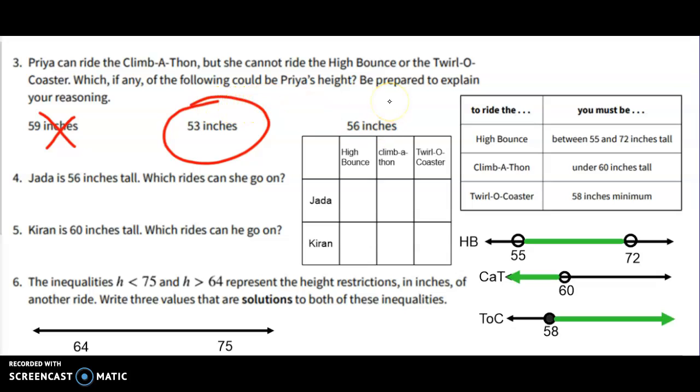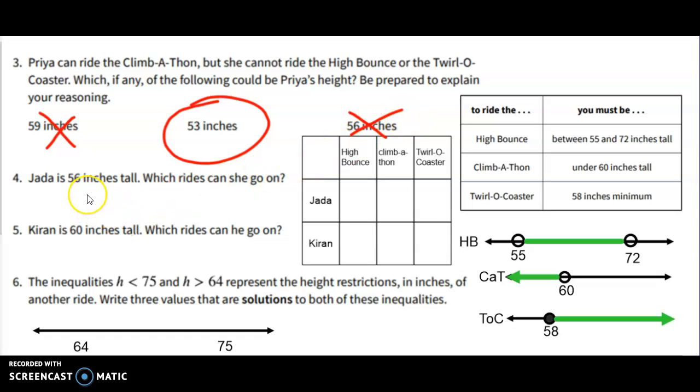56 inches tall? Nope, because she can't ride the high bounce. Let's talk about the Climathon. She's got to be under 56 inches. But the high bounce right here between 55 and 72, so she could not ride the high bounce. So that one's out also.